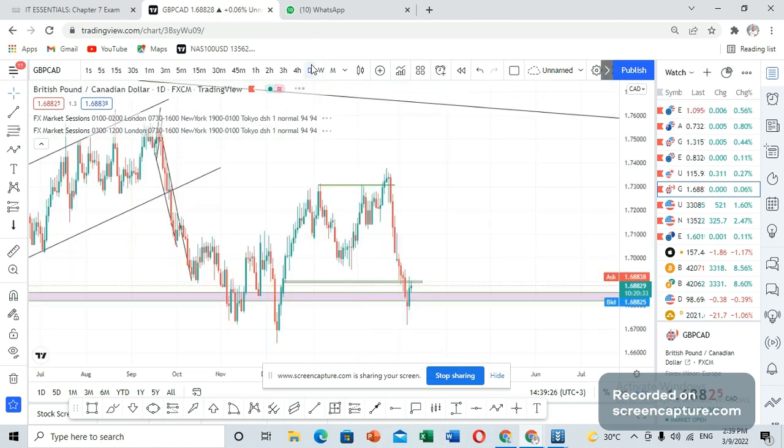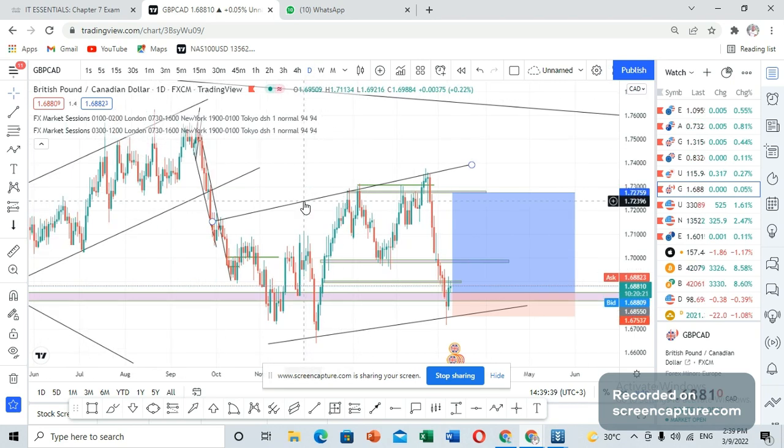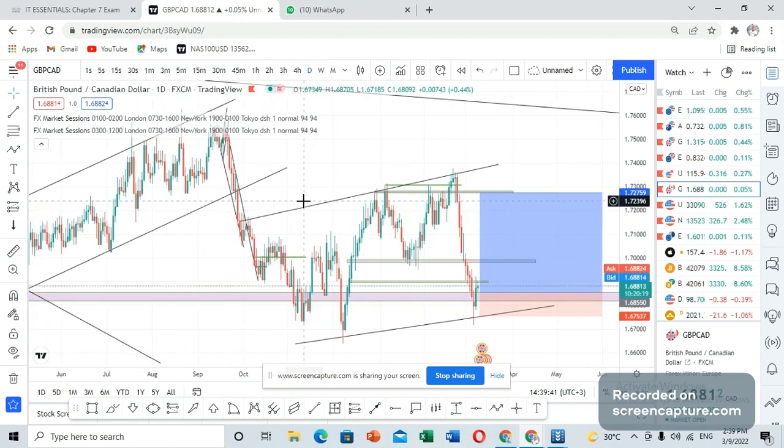So let us move further to the daily time frame. So looking at the market from the daily time frame, you can see now inside that consolidation, you have got this perfect upward trend that is being created. That is from the daily time frame.